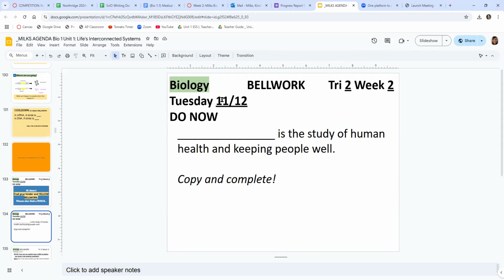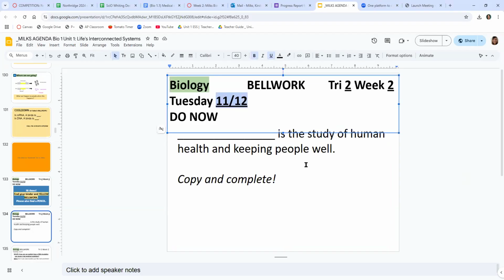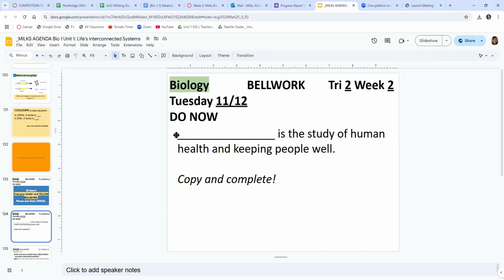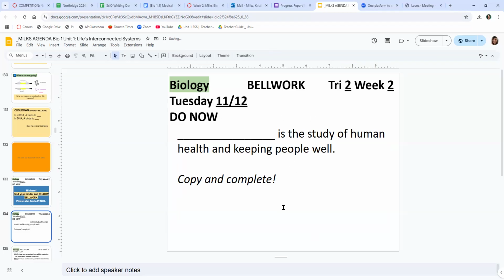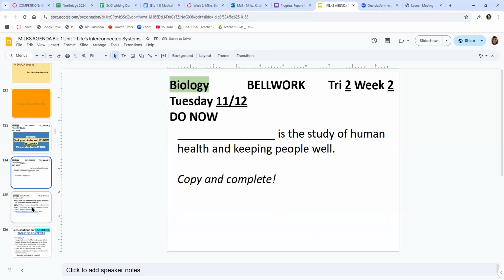So on the bell work today, you're going to write that it's 11:12 if you didn't when we were working yesterday. And then what word do you think goes here? It says blank is the study of human health and keeping people well. Hopefully you know that's medicine, right? Medicine is the study of human health and keeping people well. So the way you spell it is like this. Medicine. Medicine is the study of human health and of keeping people well. Please pause the video and copy and complete that sentence.